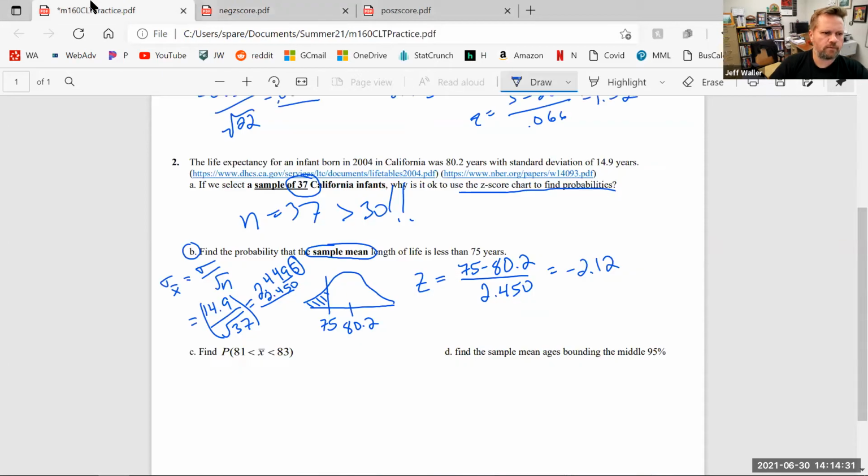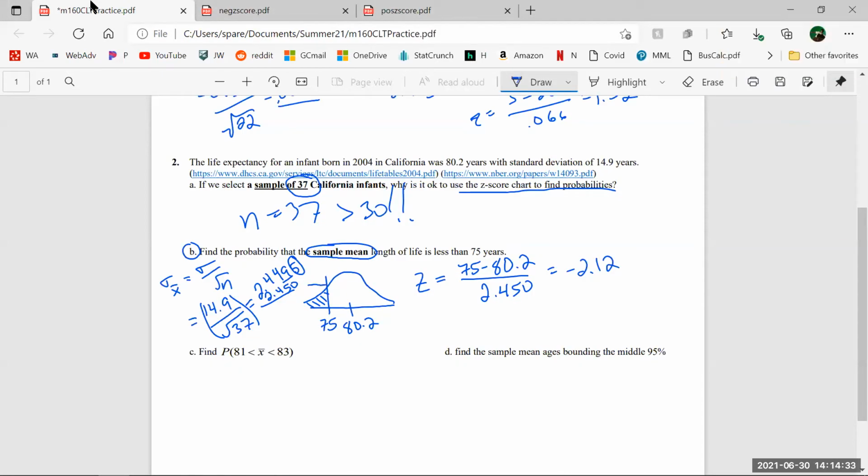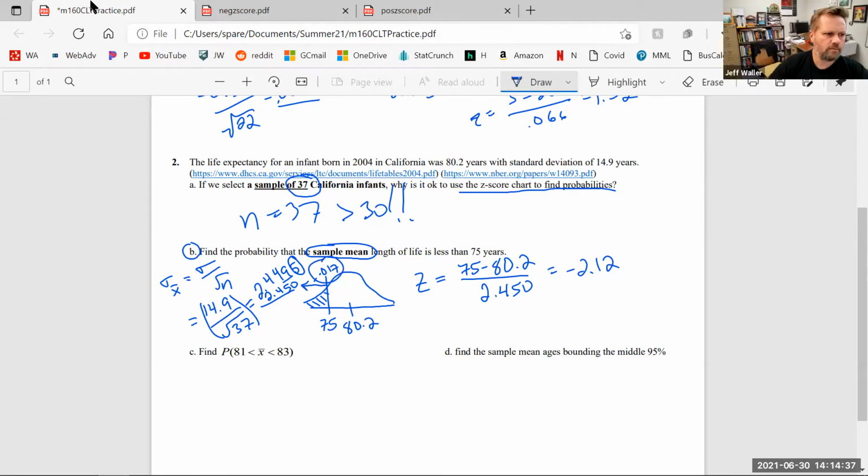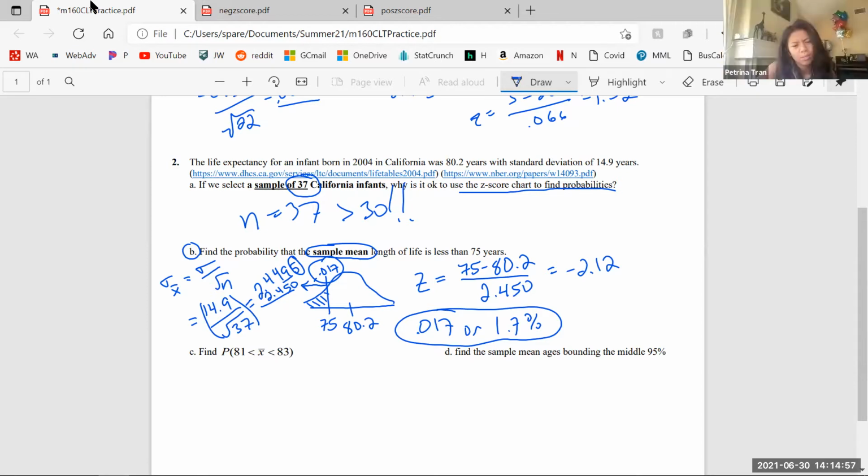0.017. And the beautiful thing about that is I'm done. So the answer is 0.017 or 1.7%. So 1.7% chance that somebody born in 2004 will die sometime before they're 75 years old. That's low. I would think more people would die before 75.